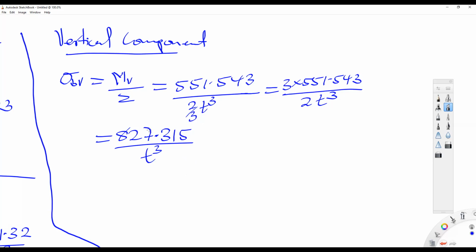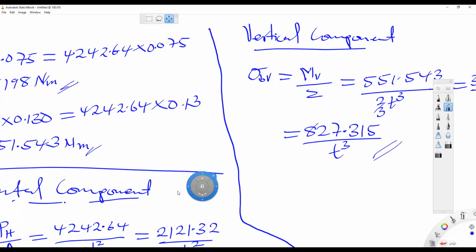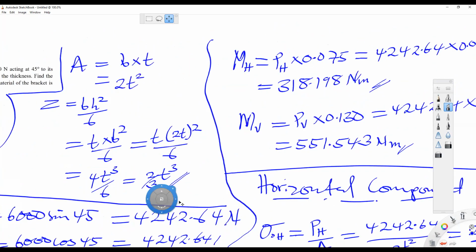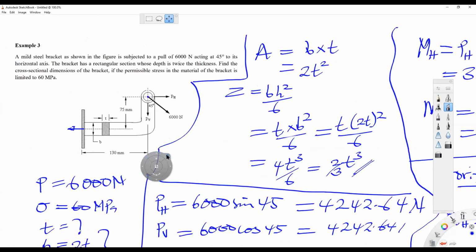Now, this stress that we are having here, will it be a tensile stress or a compressive stress? If we are determining the stress from the top layer, it's going to be tensile. With the bottom layer, it's going to be compressive. But they are the same, only that one is compressive, one is tensile.